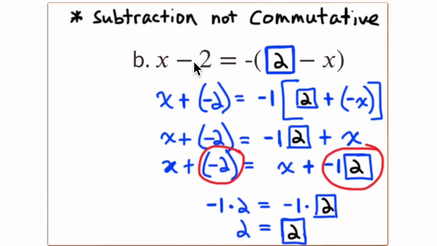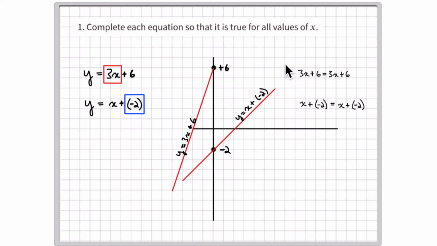I will not get the same answer if I take x minus 2 and just switch what I'm subtracting to 2 minus x. I'll get the opposite of that. So we'll look at that more later. So subtraction is not commutative, so you can't just move them around. And a graph of them, so the same idea.